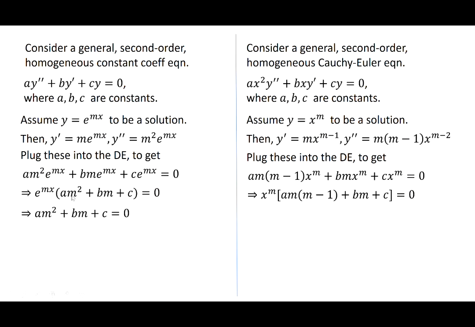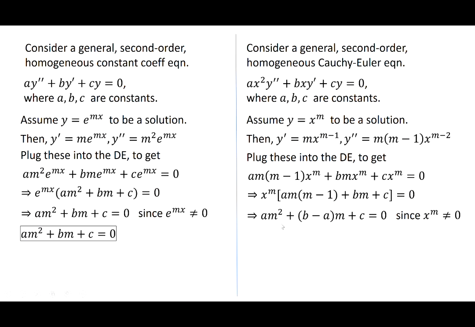And what does that give us? It gives us this characteristic equation a m squared plus b m plus c equal to 0. Here we get a similar characteristic equation: a m squared plus (b minus a) times m. I grouped this m. We have a m squared minus a m plus b m. That's what I wrote here as minus a m plus b m, as (b minus a), the quantity, times m. So we get a characteristic equation even in this case, just like in the previous one.